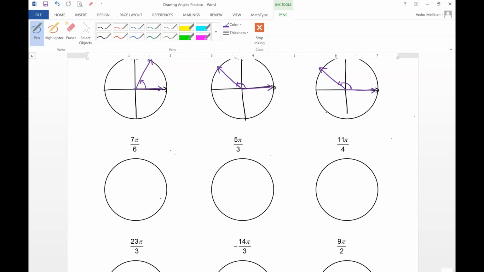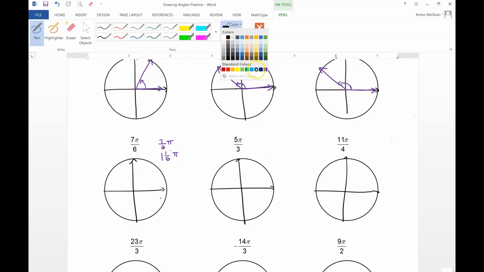Okay, let's do this one. I write this as 7/6 pi. Now what's 7/6 in mixed number? 1 1/6 pi. So now here's what I'm going to do. I'm going to draw them in parts. First I'm going to draw this 1 pi. So I go here. How much is a pi? Right there.